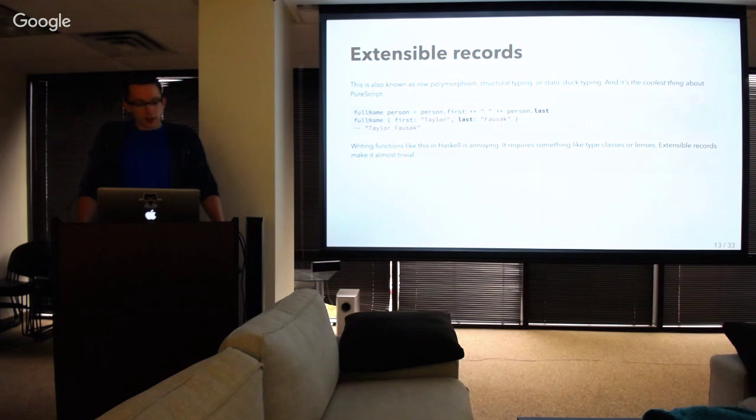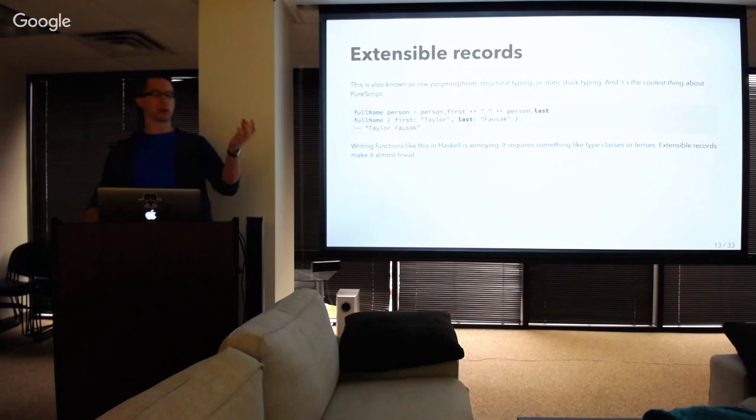This is known by a lot of different names: row polymorphism, structural typing, or static duck typing. And to me, this is the coolest thing about PureScript. This is the reason I started looking at it at all. And you can see an example of it here. Unlike Haskell, the dot does not mean function composition. It is what you would expect from any object-oriented language. It is like a property accessor. So this is saying, given a person value, take the person dot first and concat it with person dot last. So this looks exactly like how you would write it in a lot of more common, less esoteric languages.